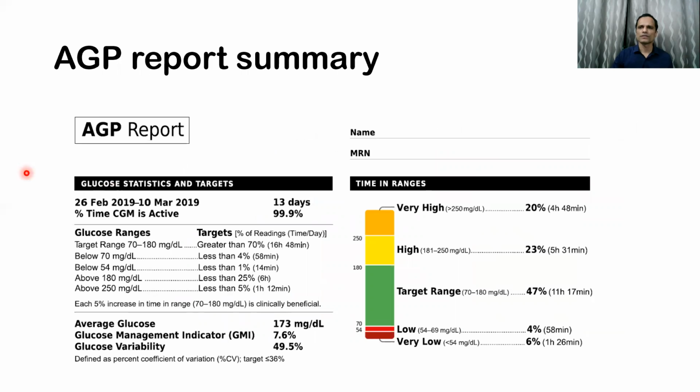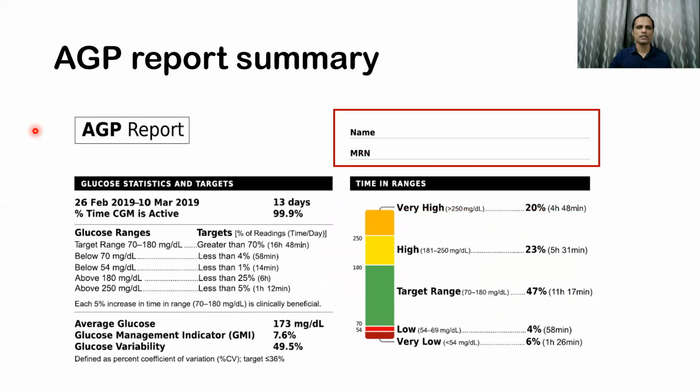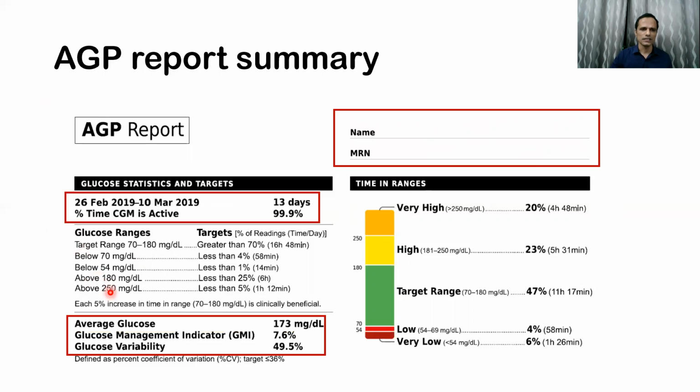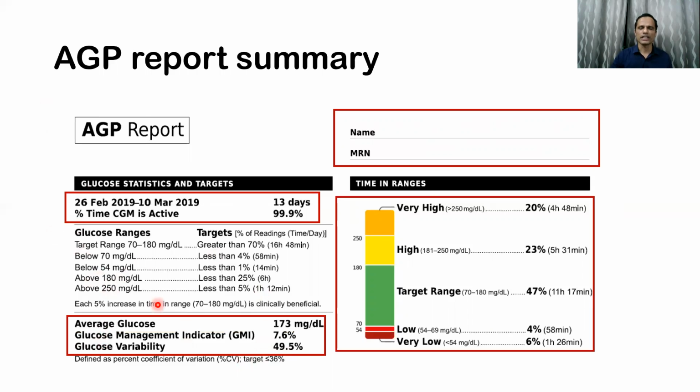Coming to the parts of the CGM report, there are 3 important parts. One is this AGP report summary, where we have the name and registration number, the identification of the patient, the dates in which the CGM was taken, and what percentage of time the CGM was active. And then there are the metrics that we discussed: average glucose, GMI, and variability in terms of coefficient of variation. And we have time in range being presented numerically as well as in graphical format. And we can see that in this particular patient, the time in range is about 47%.